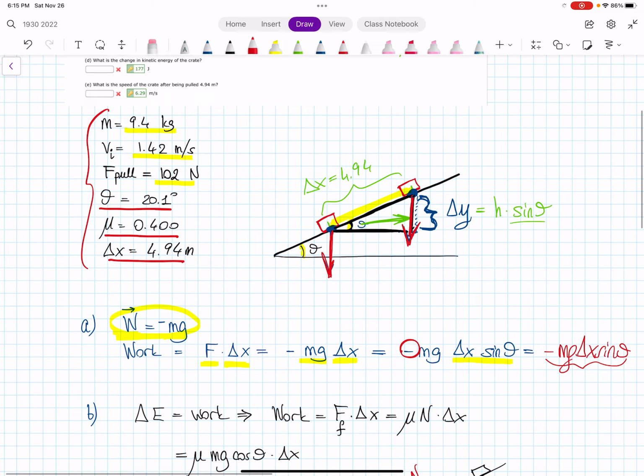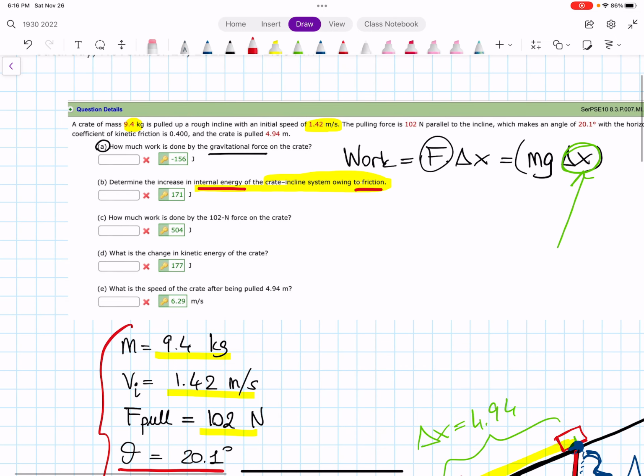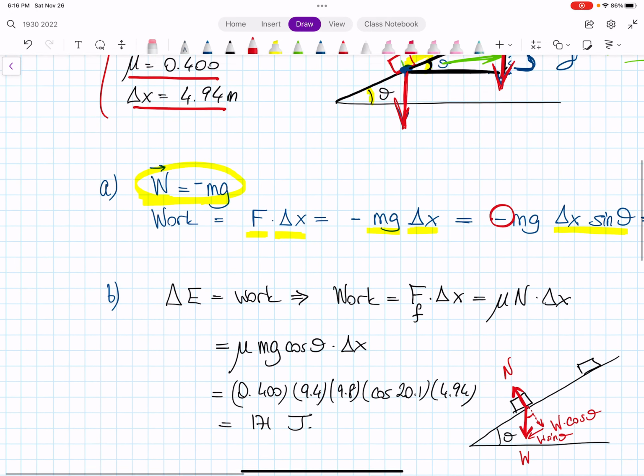Now moving on to part B. Determine the increase in the internal energy of the crate incline system owing to friction. So when you rub your hands against each other, what happens? You are creating energy, heat, due to the fact that there's friction going on, right? Good. Now the question is asking you, find the increase in the internal energy as a result of the friction. Scroll down.